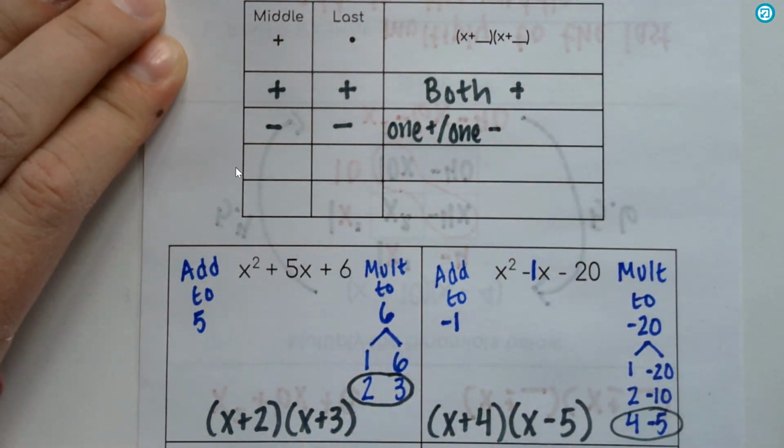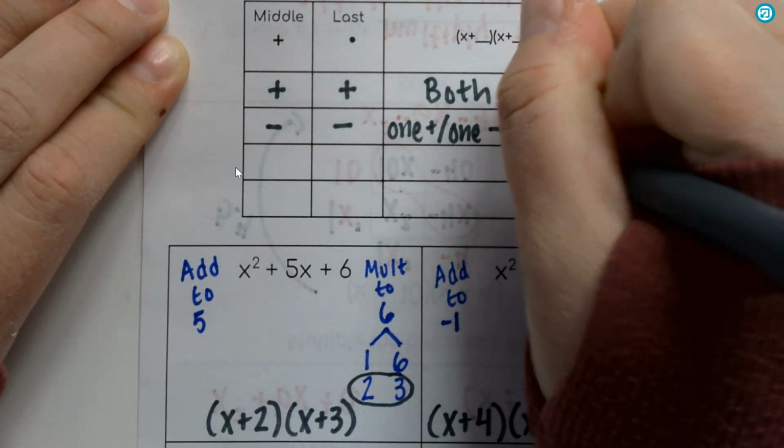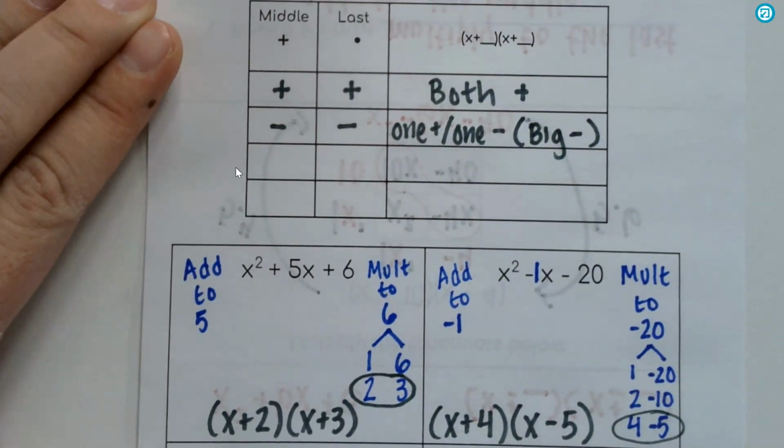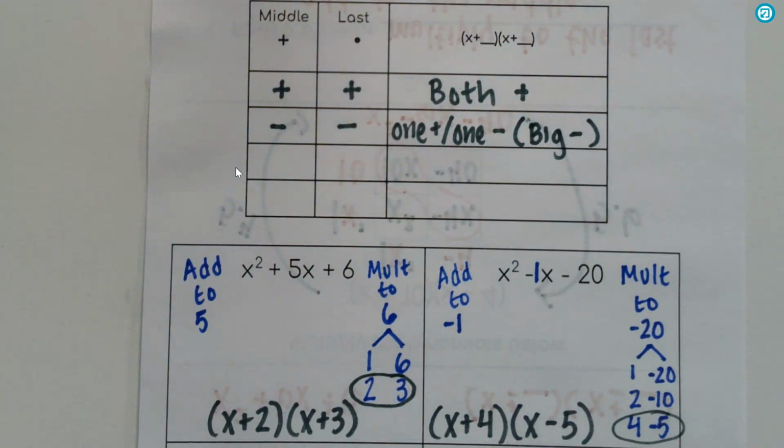but then I can put a note to myself. Because I need to add to be a negative, I want my bigger one to be negative. So one positive and one negative, and then I put in parentheses, my bigger one needs to be negative. Well, I just put big negative, but.